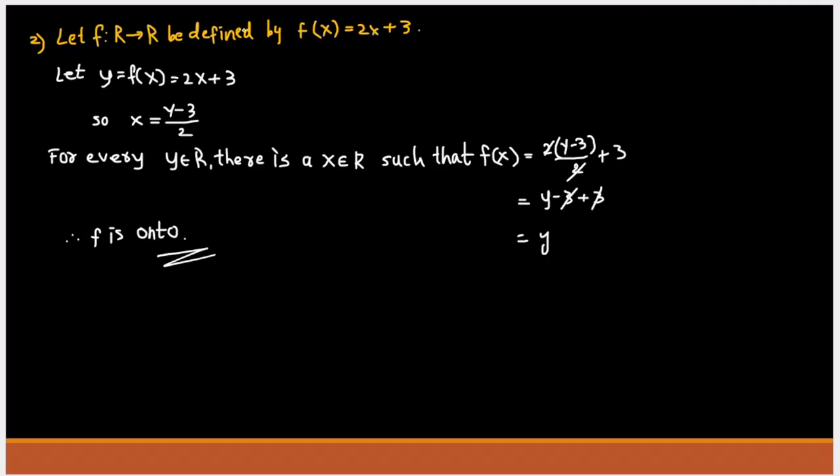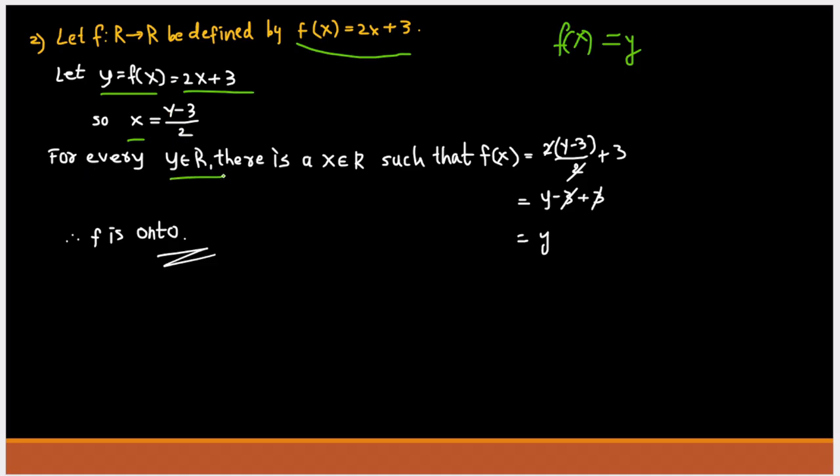Let's see another example mathematically. Here f of x is given as 2x plus 3. So for an onto function it must be that f of x is equal to y. So let's take y is equal to f of x, where f of x is 2x plus 3. So from here we can write x is equal to, taking this 3 to the other side, y minus 3, and this multiplier as divisor, y minus 3 by 2.